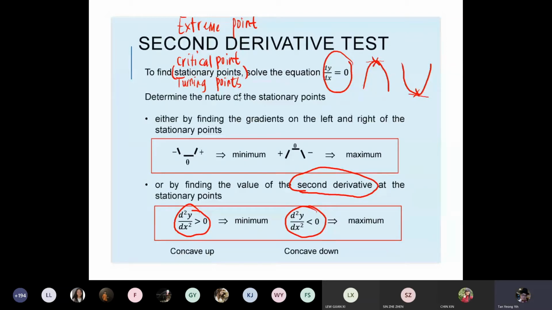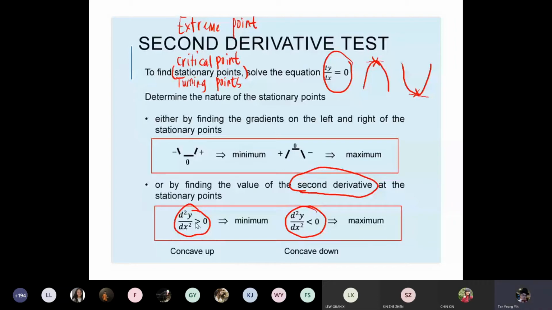All right, so the stationary points refer to the maximum point or minimum point. We can find the stationary point when the differentiation is 0. Now the second derivative test is what we are going to learn today. We are using the second differentiation to determine whether the point is a maximum point or minimum point.